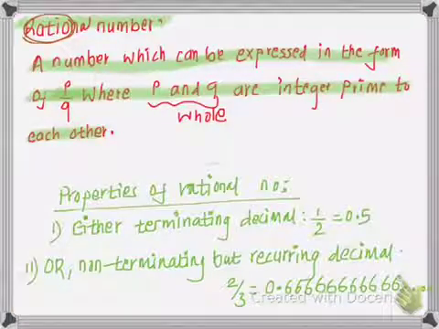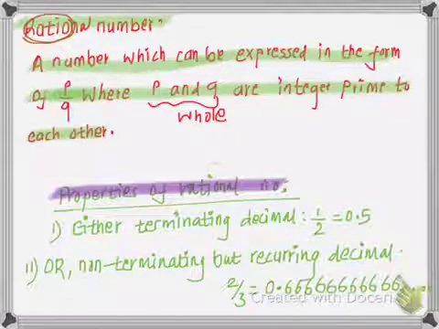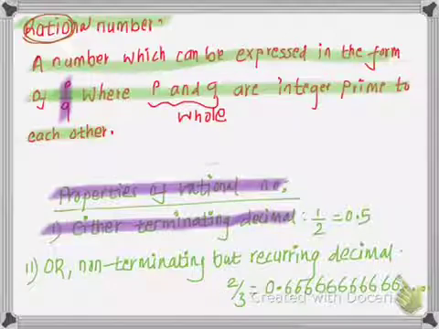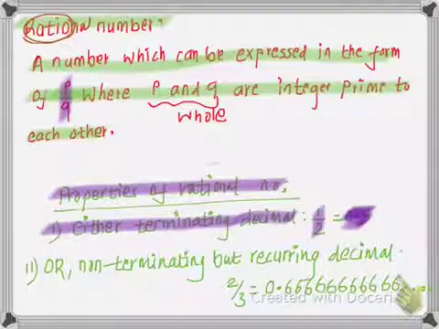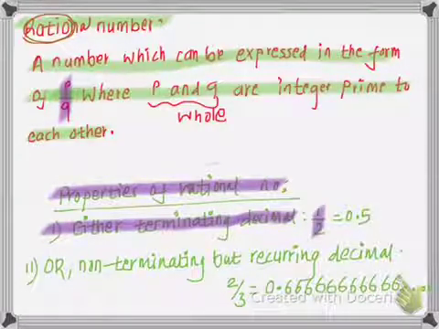So the properties of rational numbers are: when the rational number, or the ratio p by q, is converted into a decimal, the decimals are either terminating decimals, like 1 by 2, which when converted into a decimal is 0.5. So there is no repetition of pattern, and the decimal also stops after 5. So after 5 there is no other number.